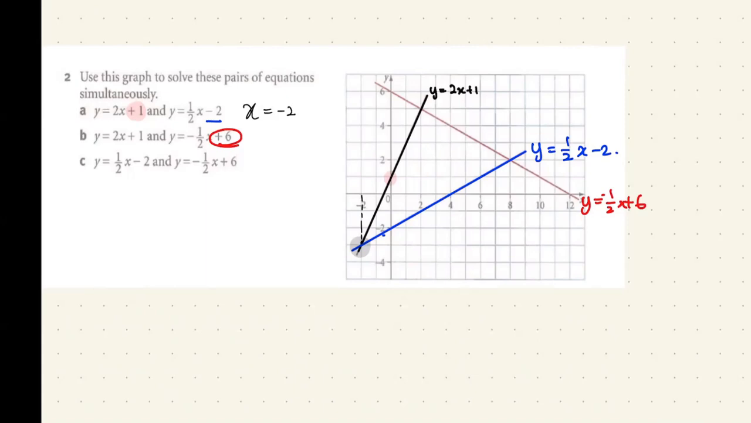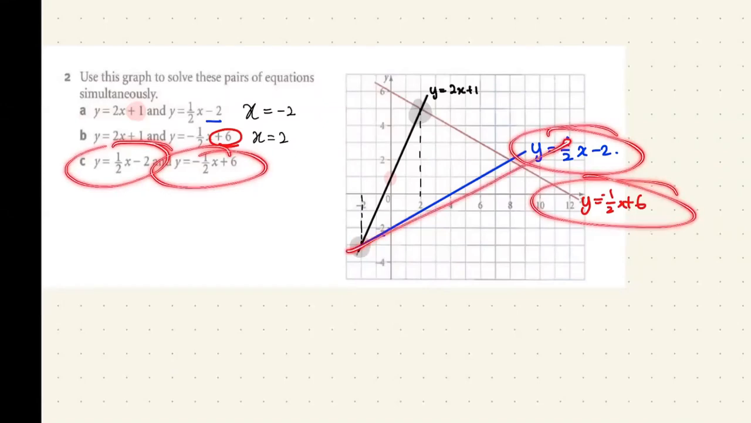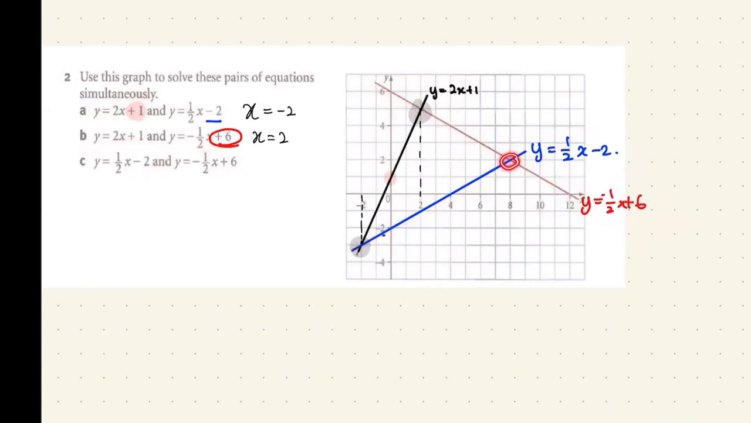All right. And then the next one here, y = 2x + 1 and y = -half x + 6. The intersection between this line and this line will be here. Draw a dotted line down. x = 2. Last one, y = half x - 2 and y = -half x + 6. This line and this line, you can see the intersection right here, and we find the x value as the solution. x = 8.